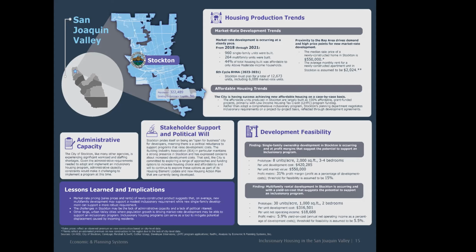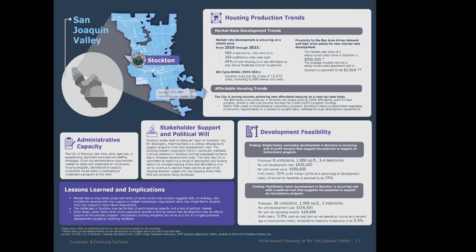And while there are similarities in development costs across the Valley, there are differences too, especially with respect to land value. But that single family prototype is estimated to cost around 420,000, and then we compare that with a value of 550,000, which suggests a profit margin of around 30%.